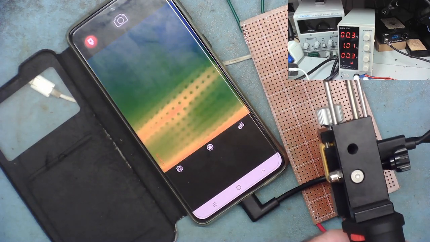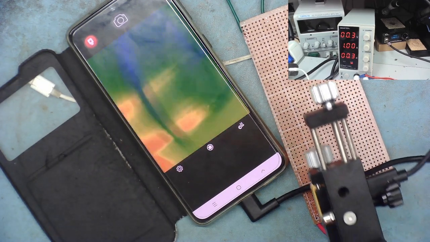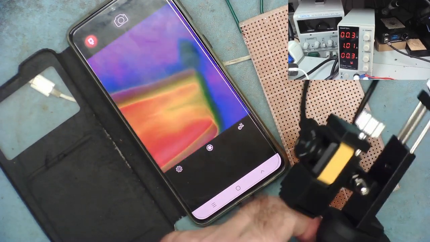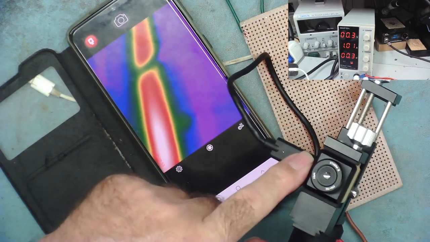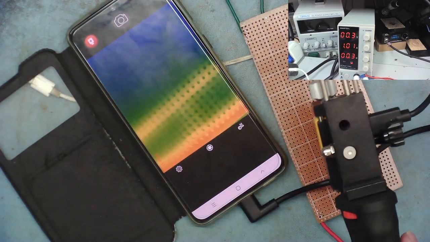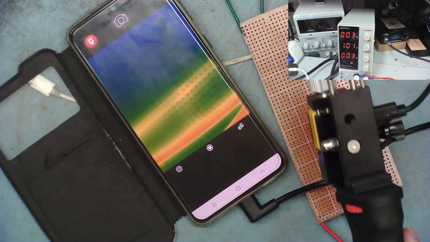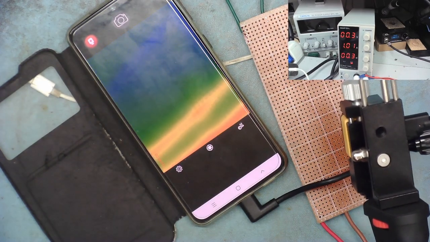Look at that, guys. So with this thermal camera, this is the T2S Plus, the one I reviewed on the last video, I've demonstrated that we can actually very clearly see where the current is flowing down tracks on a board at a current certainly below 1 ampere.